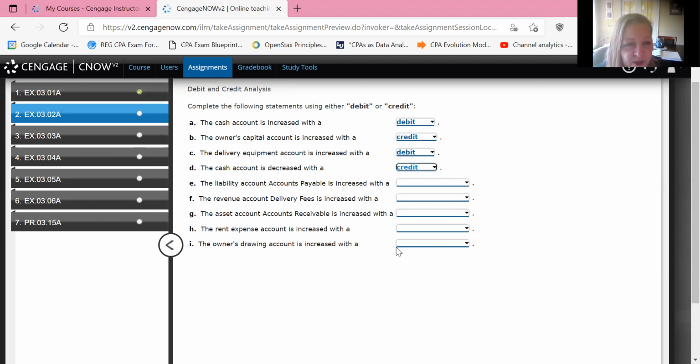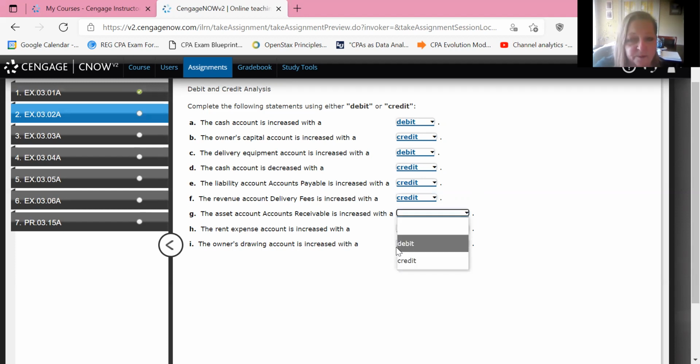And then number E, the liability account, accounts payable. Hey, that was nice. They told us it was a liability account, is increased with a credit. The revenue account, delivery fees, is increased with a credit too, isn't it? The only ones that are increased with a debit are assets, drawings, and expenses. Okay, the asset account, accounts receivable, is increased with a debit.